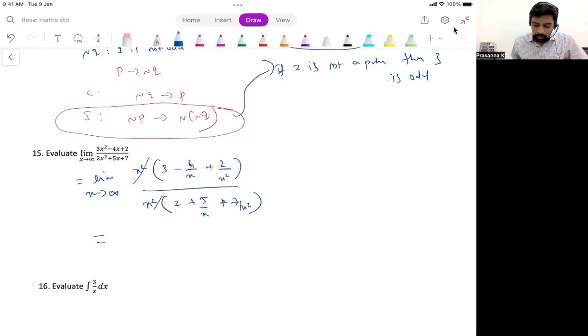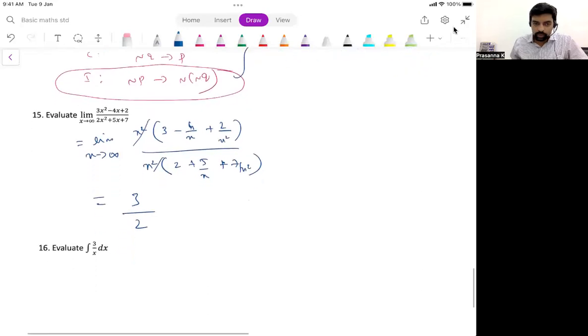Now you apply the limit. 3 minus 4 by infinity 0, 2 by infinity 0 divided by 2 plus 5 by infinity 0, 7 by infinity 0. Therefore 3 by 2 is the answer.